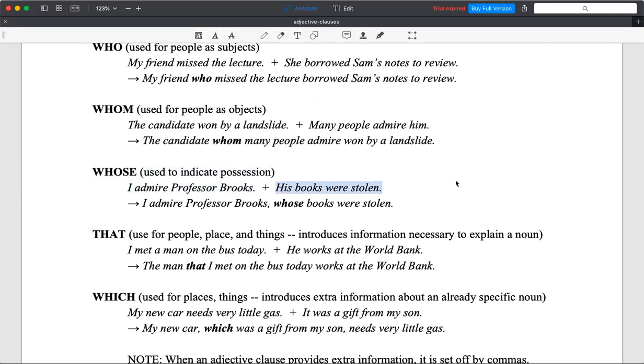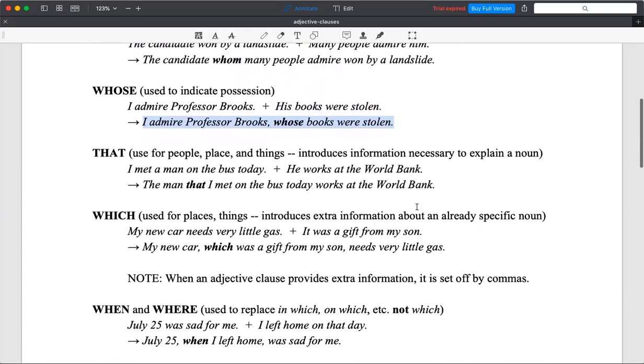If you have many short sentences, your score in the test will be lower because your sentences are short and dull. It makes your writing not very advanced. In order to avoid that, you need to use the adjective clause. You change the second sentence. Instead of his books, you say whose books, and then you start with, I admire Professor Brooks, whose books were stolen.